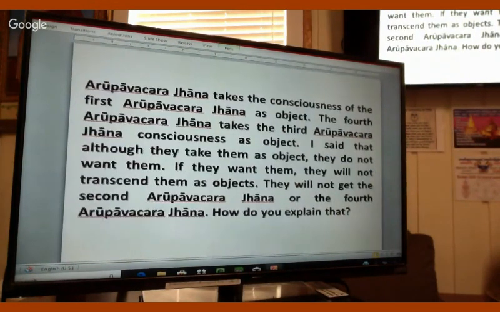A little bit more discussion about the Arupa jhana. We did this one too. Yes, this one I explained with a diagram. So here, Arupa jhana, those persons don't want the material, so they don't want to take the material as an object. So they might not get the second jhana, Arupa jhana or the full Arupa jhana. How? That's the question, isn't it?